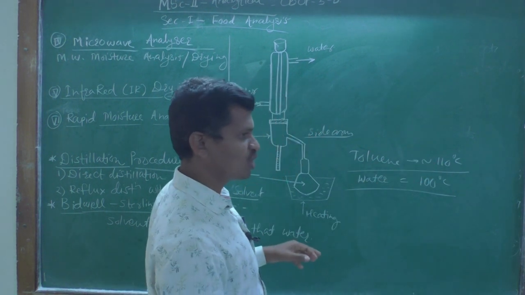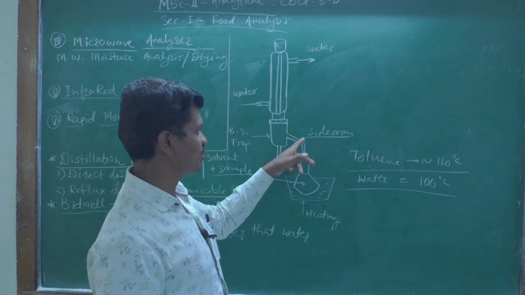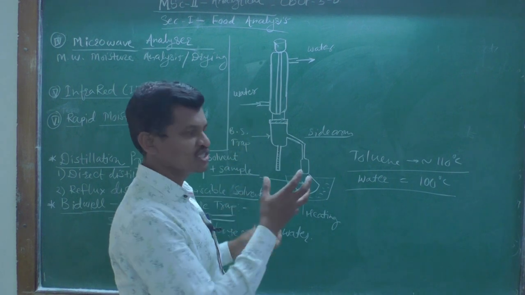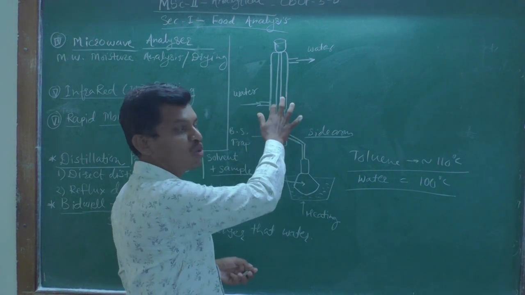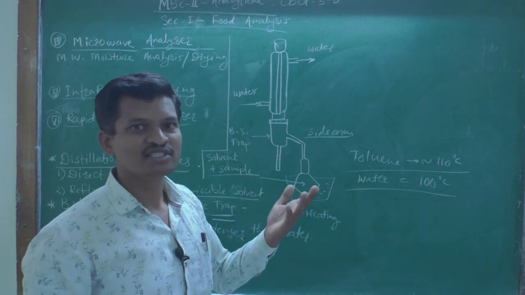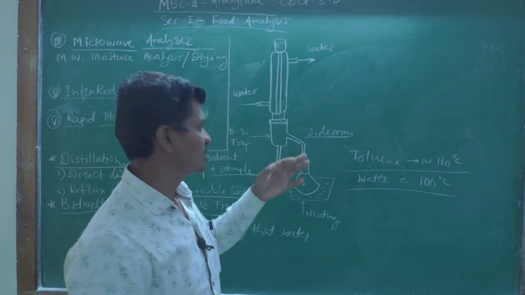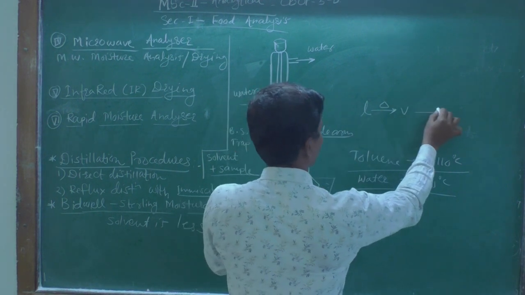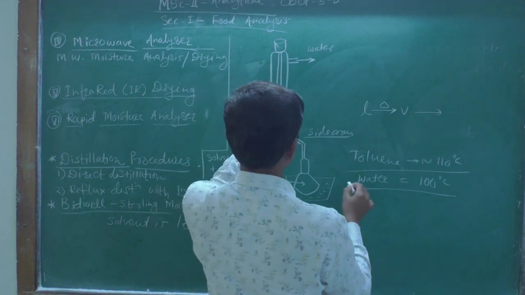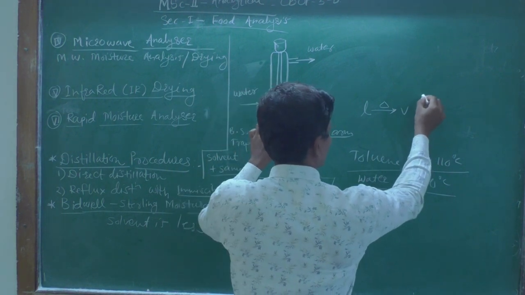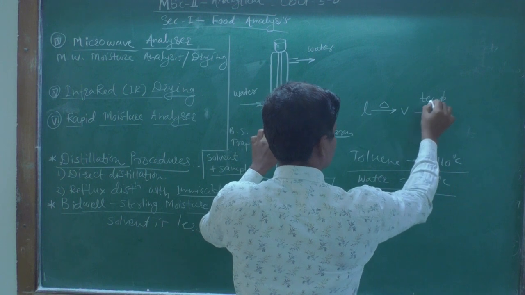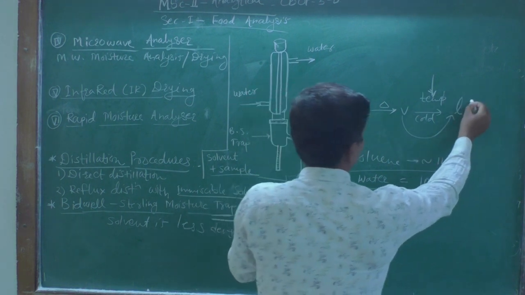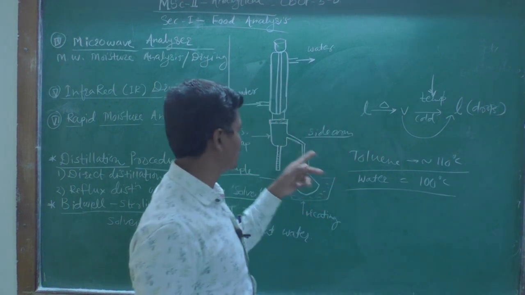When water starts boiling, it forms vapors. These vapors pass through this side arm and enter the condenser. As this is a water condenser, these hot vapors, when they come in contact with the cold surface of the condenser, start to condense. Here water is present in liquid form; when we heat it, it is converted to vapor. When the vapors contact this cold surface, the temperature decreases and they are converted back to liquid. So water drops start to form in this region.